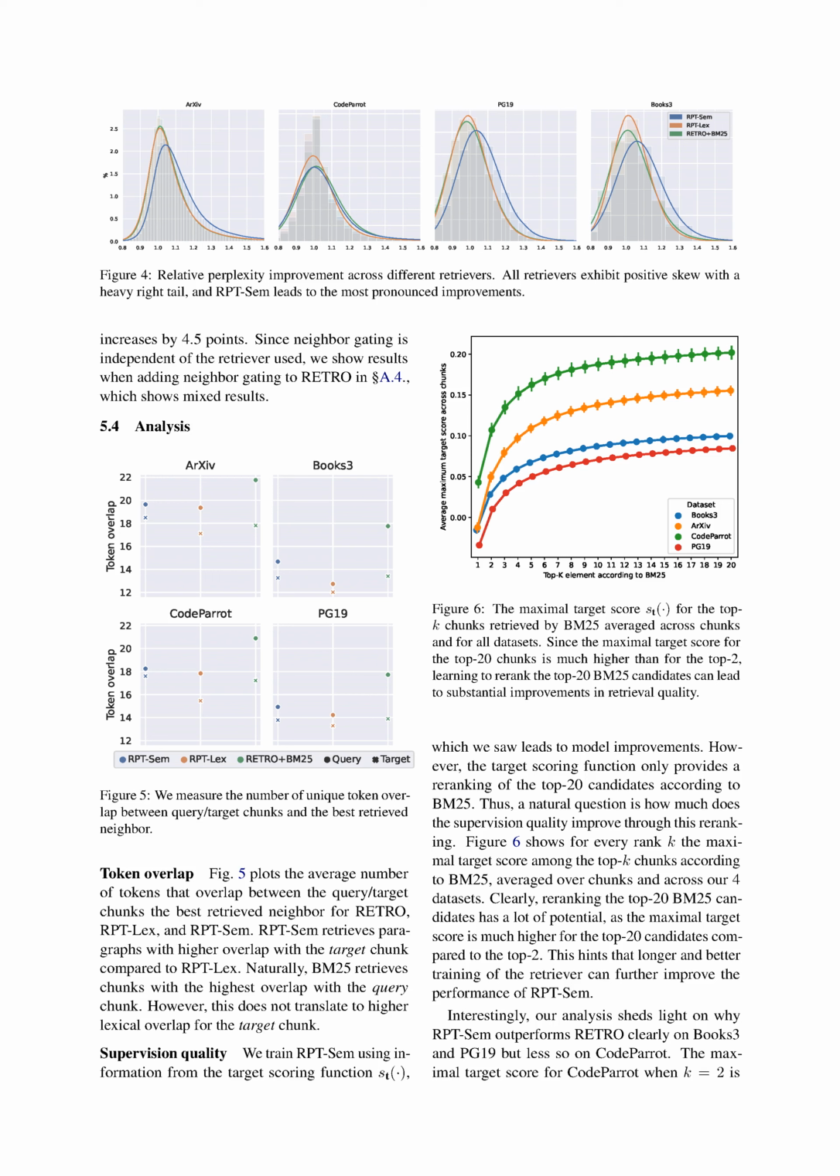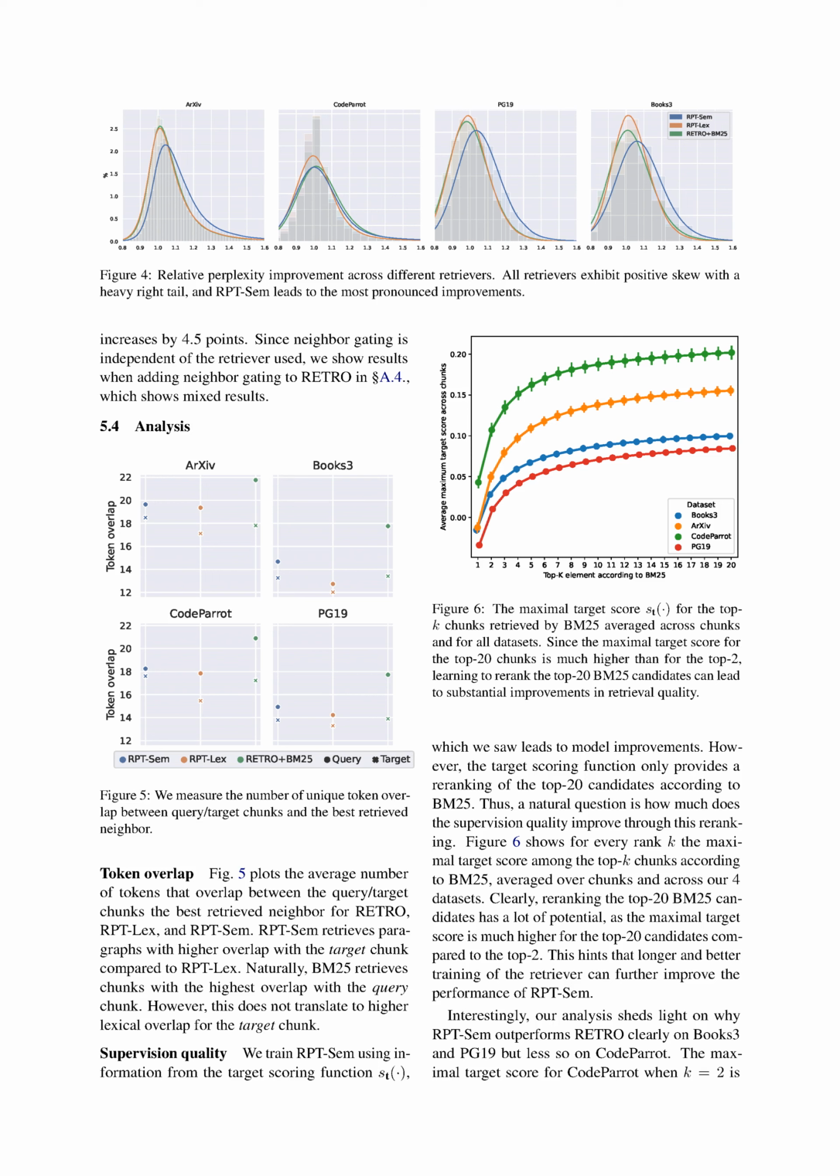Section summary. The paper explores the impact of different training methods on the performance of the CCA layers in Retro. Fixing p_text ss equals 0 throughout training leads to undertraining of the CCA layers, resulting in a drop in performance. Disabling neighbor gating also reduces performance across all datasets. RPT-Sem retrieves paraphrases with higher token overlap with the target chunk compared to RPT-Lex, while BM25 retrieves chunks with the highest overlap with the query chunk but not necessarily with the target chunk.